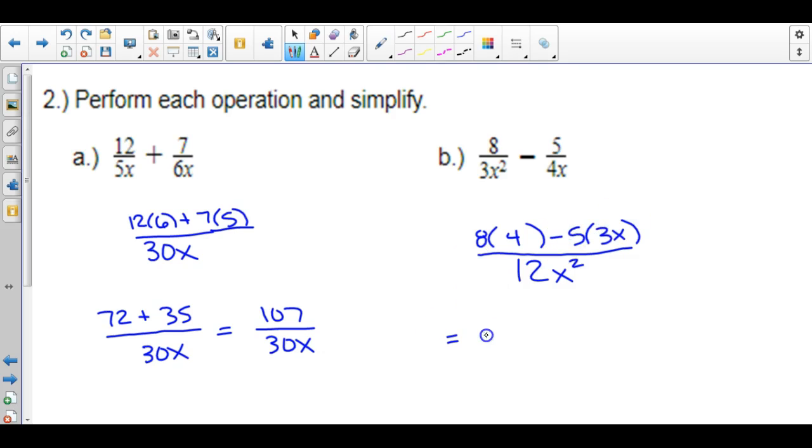So I'm going to end up with 32 minus 15x all over 12x squared. If we were able to actually go further than this, I would want you to factor if we can. There's no whole number that goes into 32 or 15, so this is our final answer. Again, the x's will not cancel because the 32 doesn't have an x with it, so it's not a common factor, and this is where you would stop.